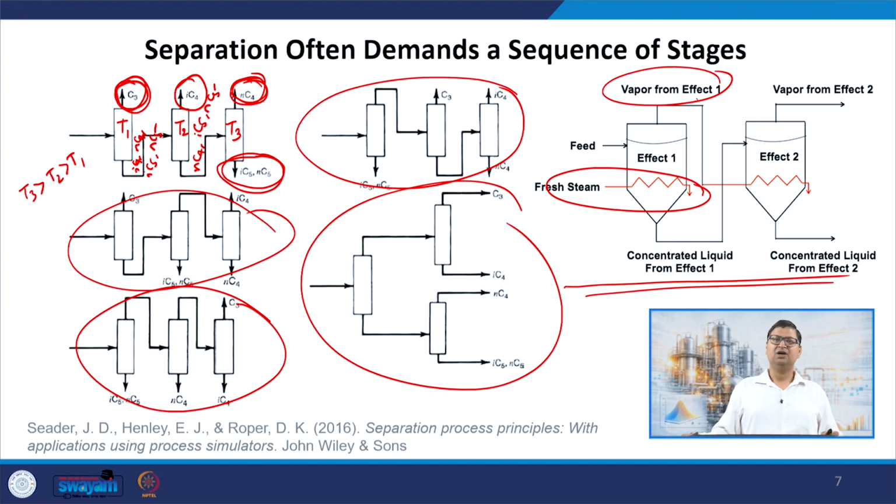And now, of course, it is a matter of choice of which of those sequences we should pick. We have to look at the energy requirements and all that, to decide which of these sequences is the most optimal. But before we do that, we have to enumerate all the possible sequences.